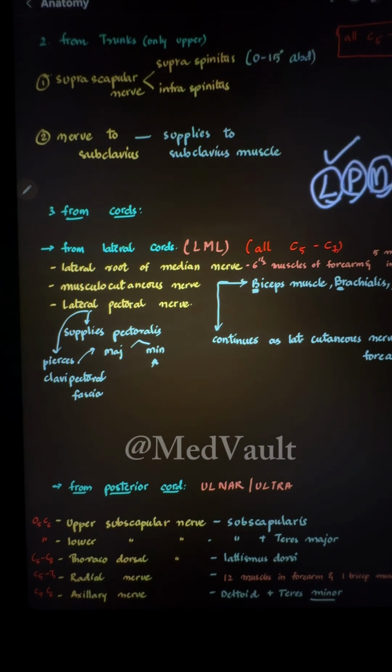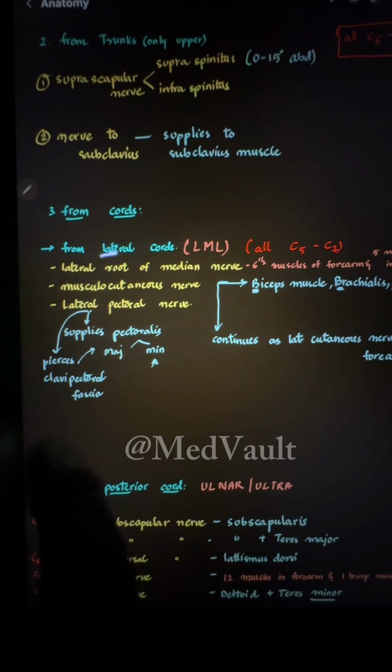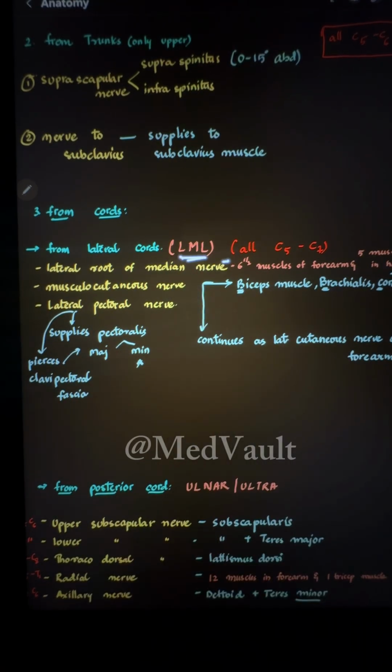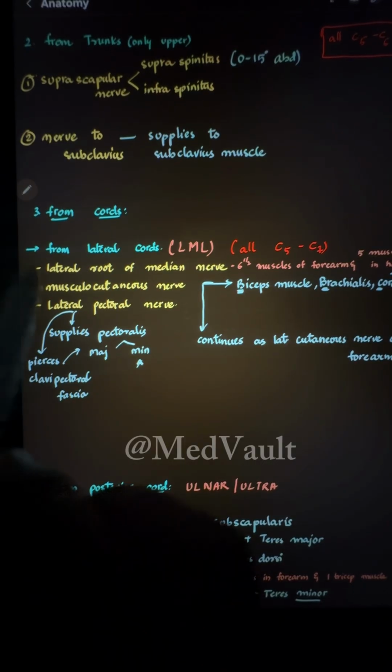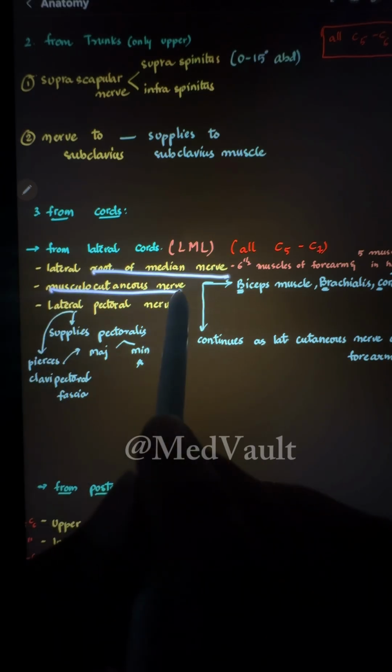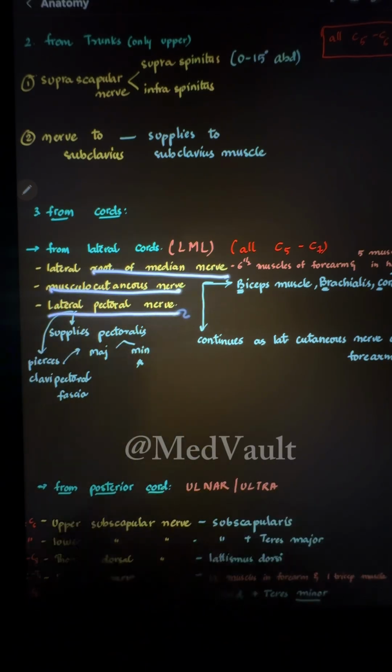First, let us talk about the lateral cord. Lateral cord, L, right? So we have the mnemonic called LML. The lateral cord gives rise to three branches. The first one is the lateral root of median nerve. The second one is the musculocutaneous nerve, and the third one is the lateral pectoral nerve.